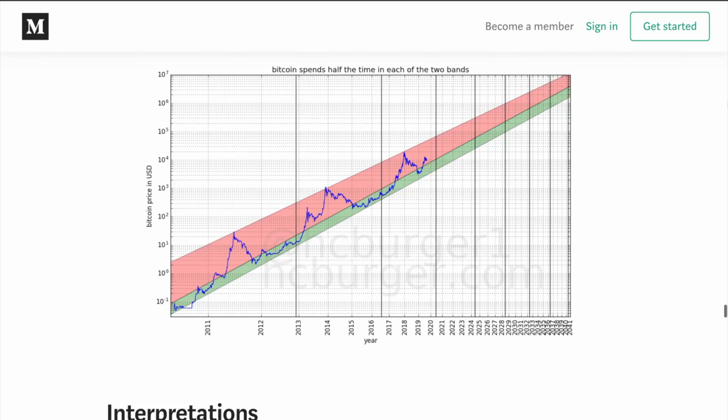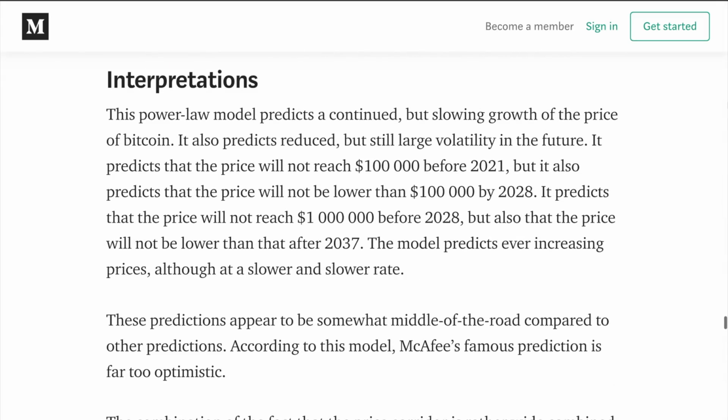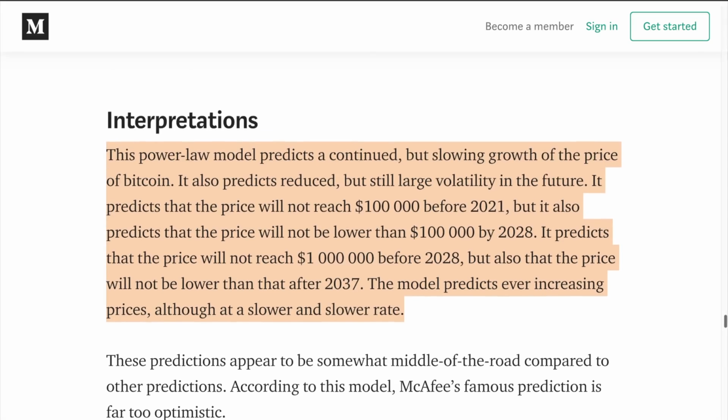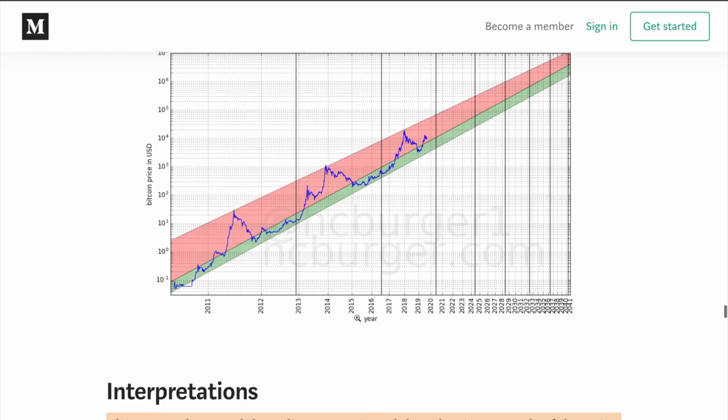Now, I know many of you are watching to get your fix of some price predictions, so keep in mind that this particular model is not exactly precise, and it is focused on the long-term trends of Bitcoin. So, according to this particular model, it is showing that Bitcoin will not reach $100,000 until the year 2021, not before. And Bitcoin will not be lower than $100,000 anytime after the year 2028. Likewise, it is showing that Bitcoin will not reach $1 million per Bitcoin before the year 2028, and after the year 2037, Bitcoin will not be less than $1 million per Bitcoin. Pretty much it is showing the limitations of how high or how low Bitcoin can go over time.